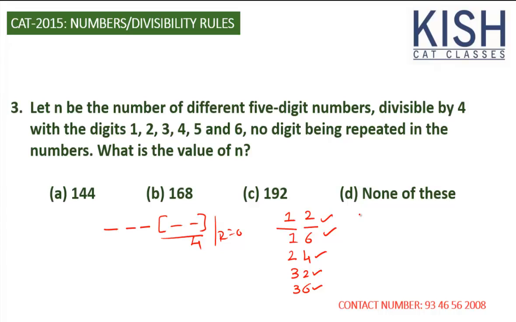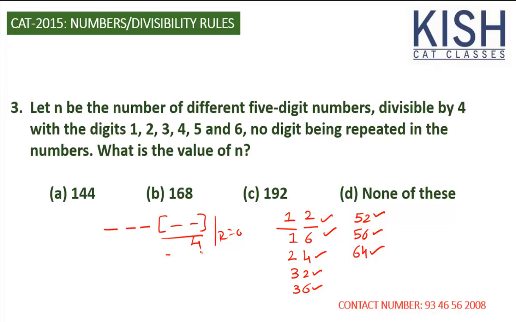Now, what happens if tens place is taking 5? 5, 1 is not possible. 5, 2. Then it's going to be 5, 6. Let's start from 6. 61, 64 not possible. 63, then 64. So now we have got 1, 2, 3, 4, 5, 6, 7, 8. We can take 8 different numbers in the last two digits.